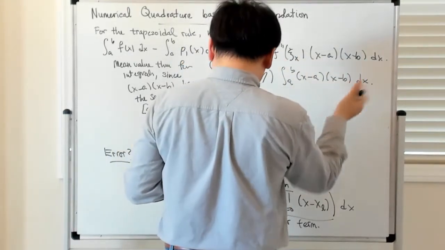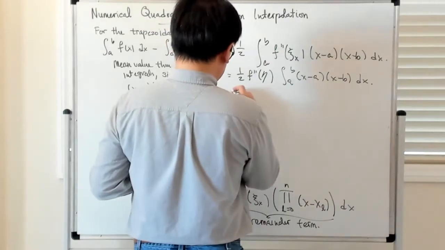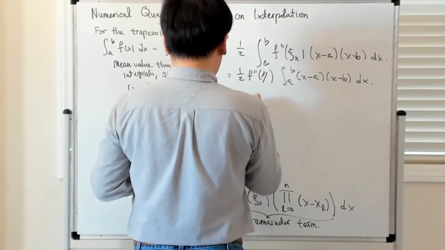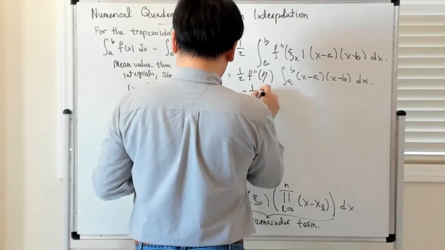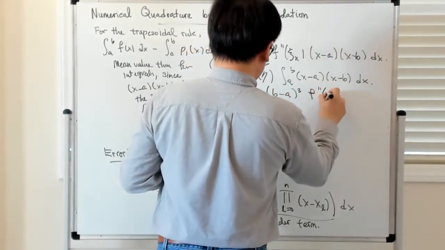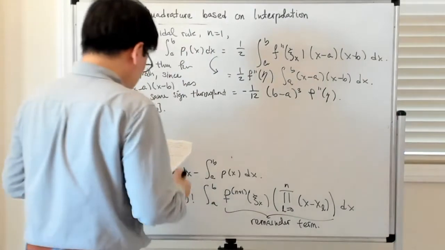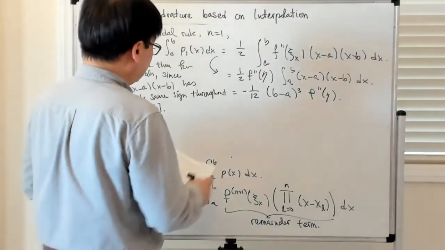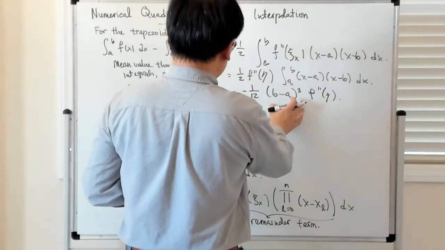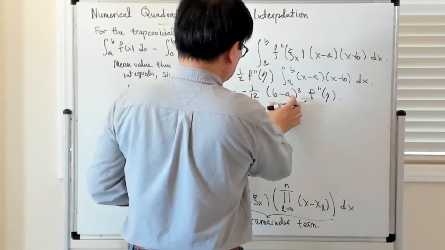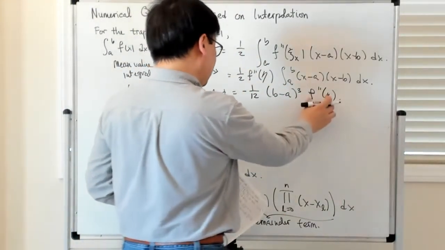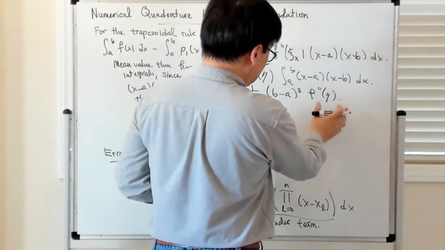then this term I can, in principle, evaluate, right? Or actually, I can evaluate, not just in principle. This is just a quadratic polynomial, which I can integrate. So this gives me minus (b minus a) cubed over 12 times f double prime at some point. Okay, so again, that tells you what the error is, right? So it's cubic, basically. The leading order error term is cubic in the length of the integration domain, and then it involves some second derivative.